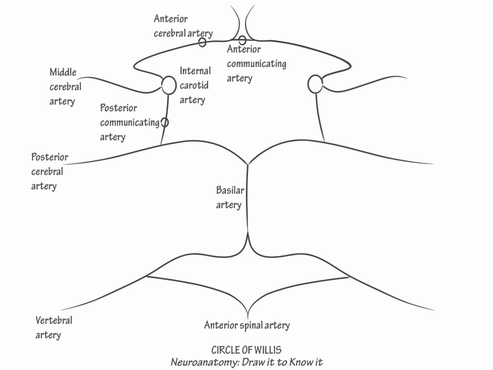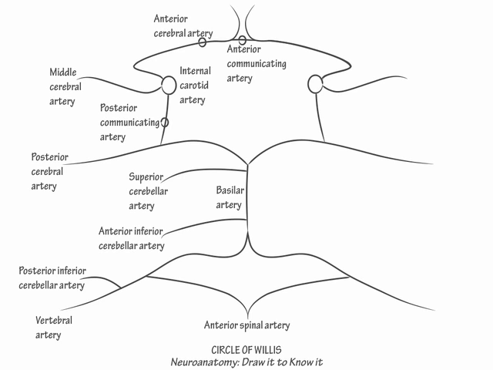Next, on one side of the diagram, we will draw the cerebellar vessels from inferior to superior. First, draw the posterior inferior cerebellar artery off the vertebral artery, then the anterior inferior cerebellar artery off the inferior portion of the basilar artery, and lastly the superior cerebellar artery off the superior portion of the basilar artery.